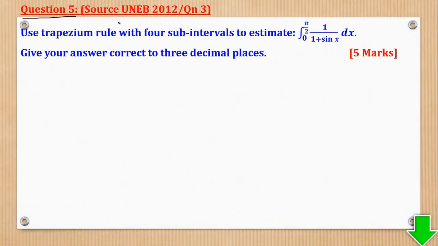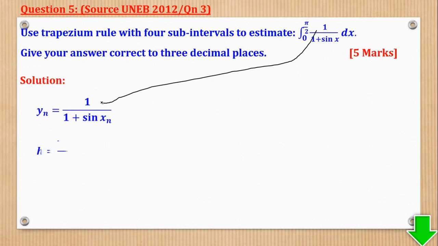Now we shall go to question 5, which came from UNEB 2012 paper 2 question 3, and it says use trapezium rule with 4 sub intervals to estimate this integral and give your answer correct to 3 decimal places. So the first thing to do is to get the value of y, which is the given function they want you to integrate, and then we get the value of h, which is upper limit minus lower limit over number of sub intervals to give you pi over 8.